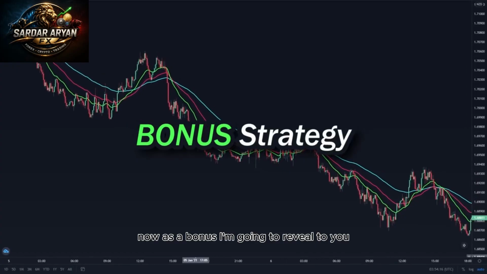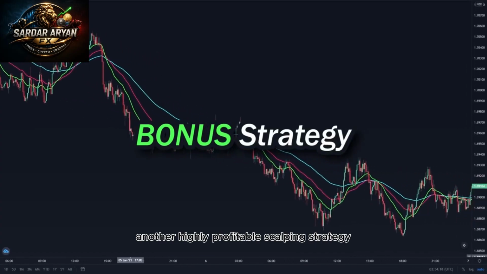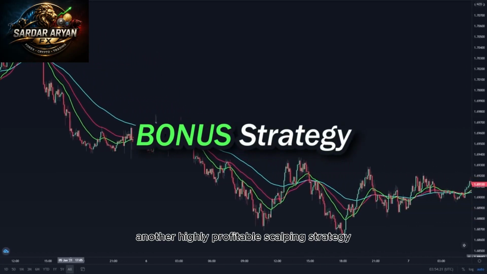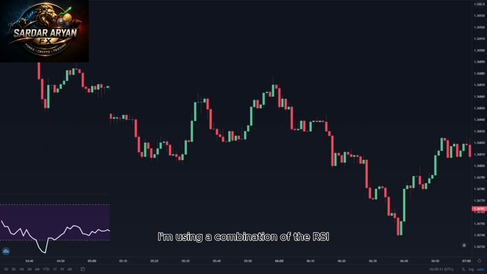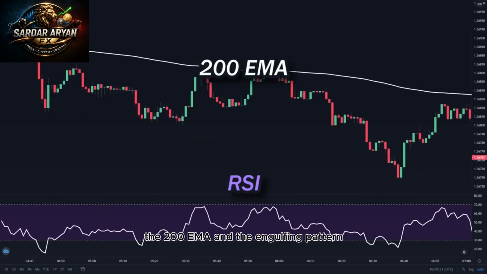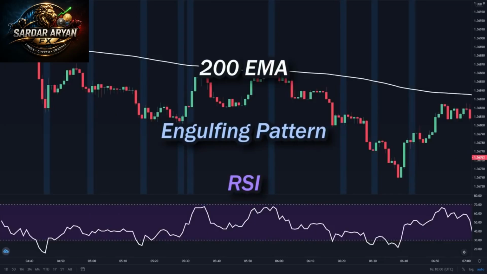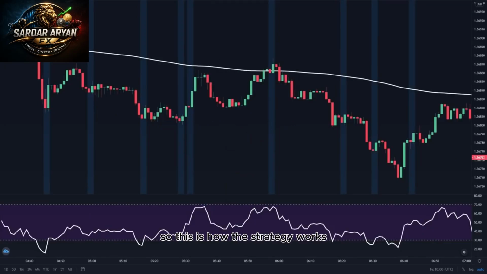Now, as a bonus, I'm going to reveal to you another highly profitable scalping strategy. So for this next strategy, I'm using a combination of the RSI, the 200 EMA, and the engulfing pattern. So this is how the strategy works.